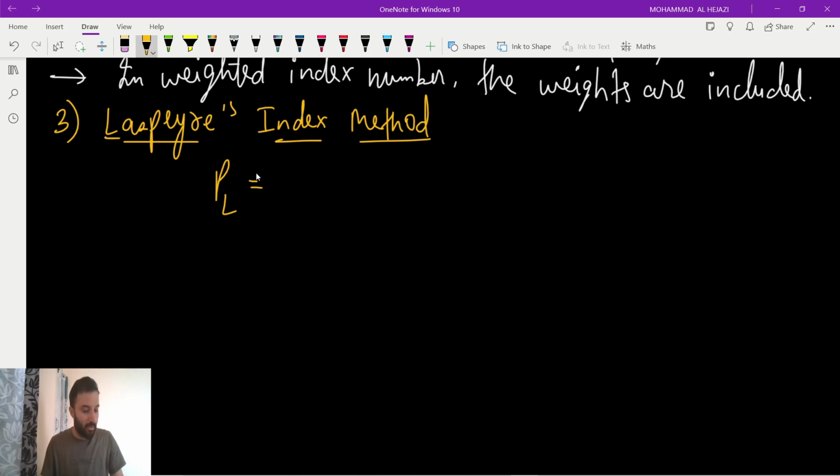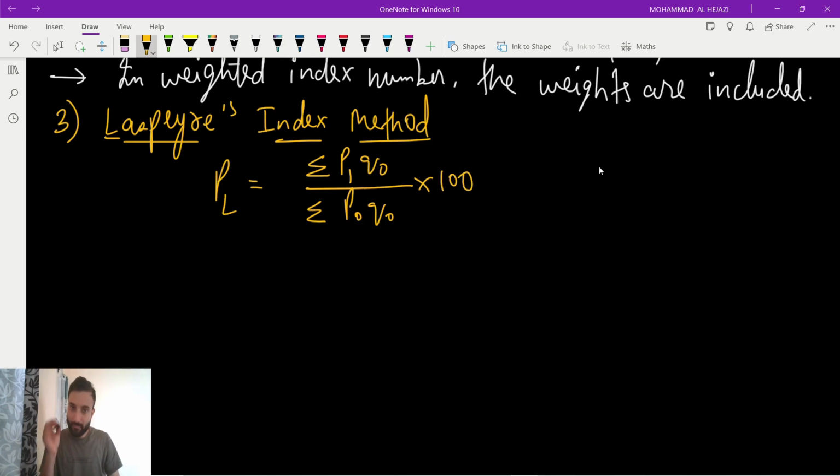Which is equal to summation of P1 Q naught divided by summation of P naught Q naught into 100. Now see, in the question they will give the base year price, current year price, base year quantity, current year quantity. Everything they will give in the question itself. What you have to do? You have to make a column in which you will find this P1 Q naught. Guys, don't find all the things. Just write down the formula. Whatever they will say, write down its formula, and according to the formula you have to find.